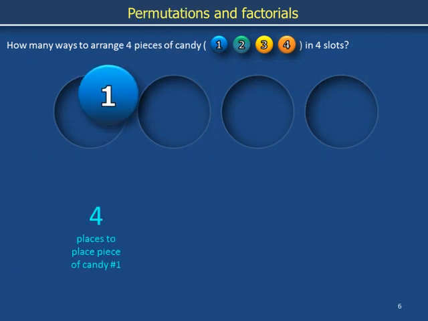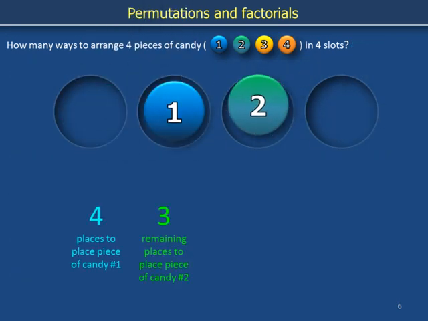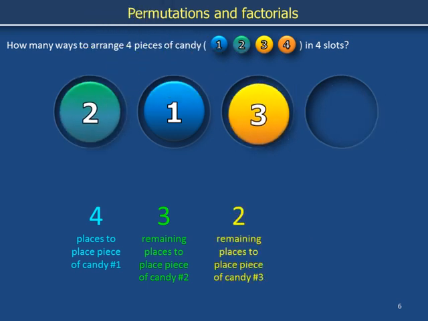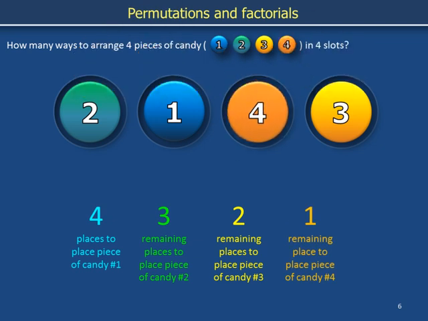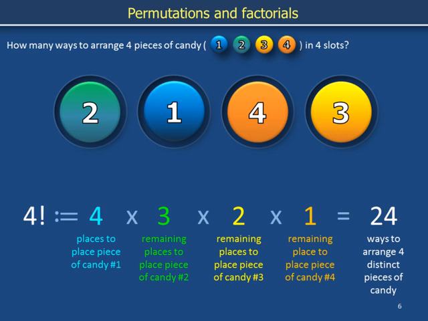There are 4 places where we can place the first piece of candy, 3 places where we can place the second, 2 places where we can place the third, and 1 place in which we can place the final piece of candy. 4 times 3 times 2 times 1 equals 24 ways to arrange 4 distinct pieces of candy in a row. This kind of product is common in studies of probabilities, and it's also cumbersome to write. For both of these reasons, it's convenient to introduce notation.